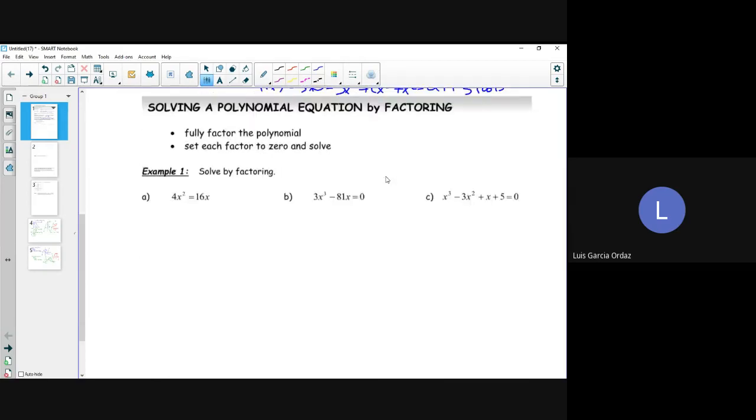So now we're going to start solving a polynomial equation by factoring. So we want to fully factor the polynomial. We want to set each factor to 0 and solve. So what that last part means is we have to move everything to one side and make it equal to 0.